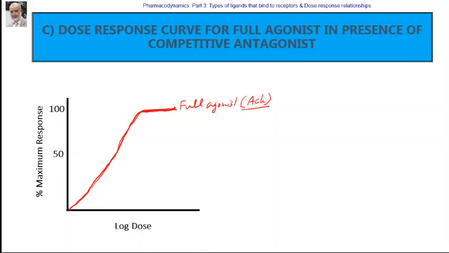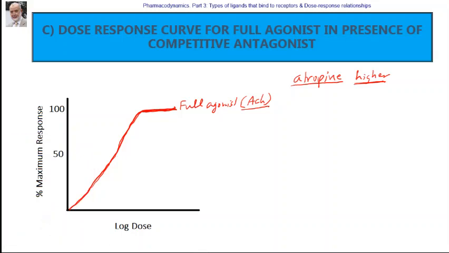Okay? Suppose I added atropine, which is an antagonist to the acetylcholine muscarinic receptor, first, in high concentration. I added atropine first, then I started adding acetylcholine. What do you think will happen?